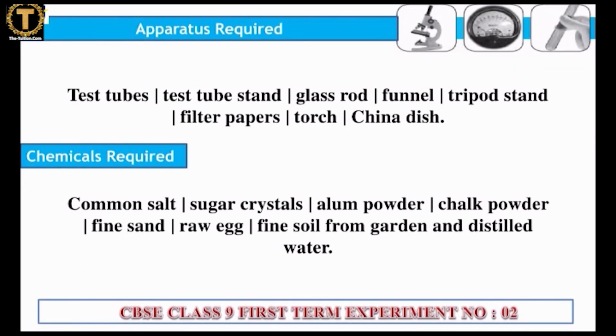Apparatus required: test tube stand, a glass rod, funnel, tripod stand, filter paper, torch and china dish. Chemicals required: common salt, sugar crystals, alum powder, chalk powder, fine sand, raw egg, fine soil from garden and distilled water.